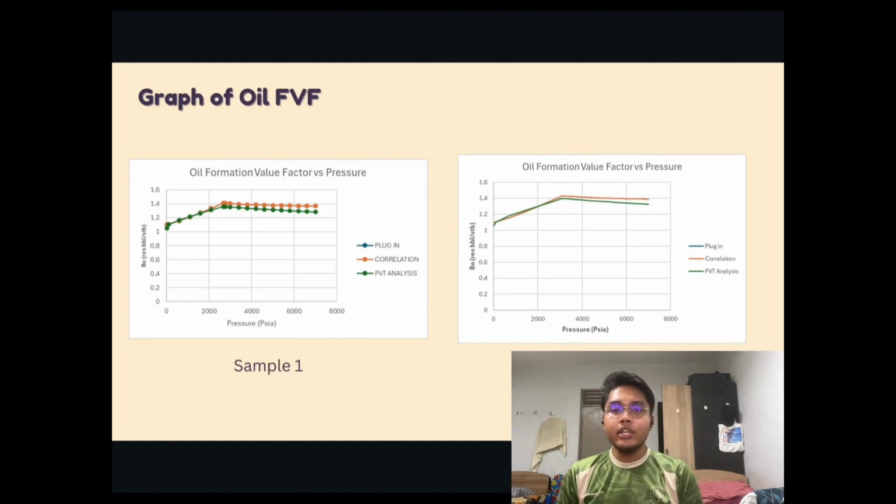So basically, Bo increases with pressure up to a certain point around 2670 psia, which is the maximum Bo, after which it becomes relatively stable or slightly decreases. This peak typically corresponds to the bubble point pressure where the maximum amount of gas is dissolved in oil, causing the expansion. So beyond this pressure, the gas remains fully dissolved and the oil compressibility dominates. The correlation method showed the highest Bo peak, slightly above the PVT analysis and plug-in results for sample number 1.